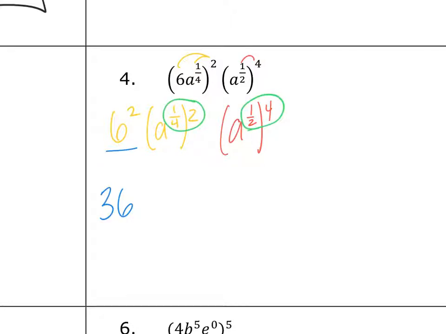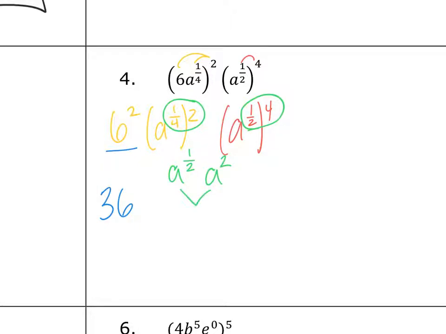With my A's, I have 1/4 times 2. They're multiplied because that's what my formula chart tells me to do, and it's right on top of it. So I do 1/4 times 2, and I get 1/2. And then over here, 1/2 times 4, and I get 2.